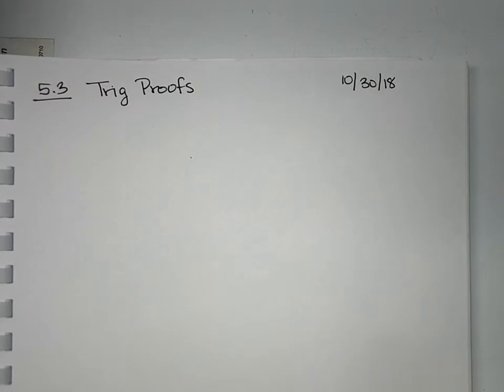Alright, so what we've been working towards and what we're going to be doing in this unit is trig proofs, which are a lot like algebraic proofs where you'll have an equation and you just want to manipulate one side using our identities to get it to look like the other.